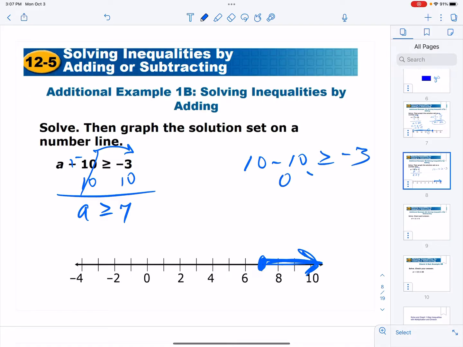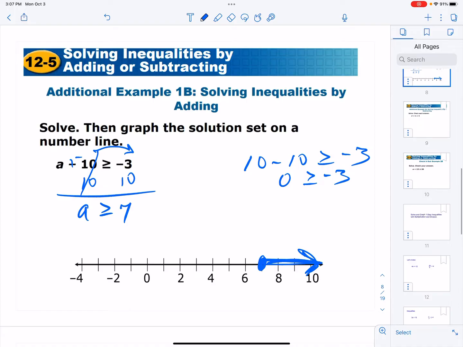Well, 10 minus 10 is 0. So is 0 greater than or equal to -3? Yes, it is. And that's how you solve inequality statements. That's all there is to it with plus and minus.